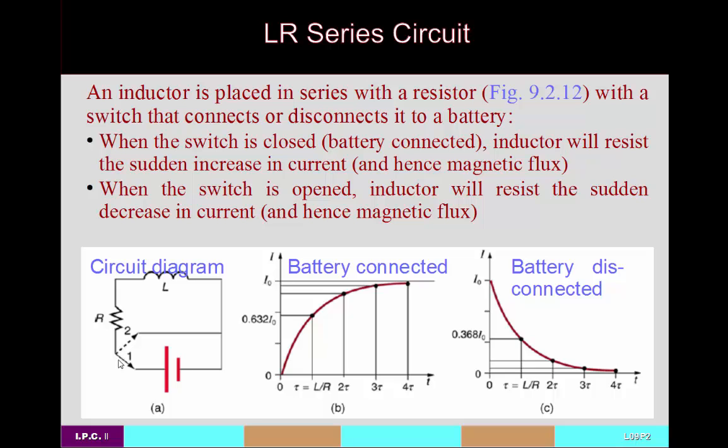So we consider a circuit diagram like this. There's a switch. When it's in the position 1, you have a battery in series with an inductor in series with a resistor. When it's in position 2, the battery is removed from the circuit and you just have a resistor and an inductor in series. So basically you're going to get something that looks like this when you first connect or disconnect the combination.